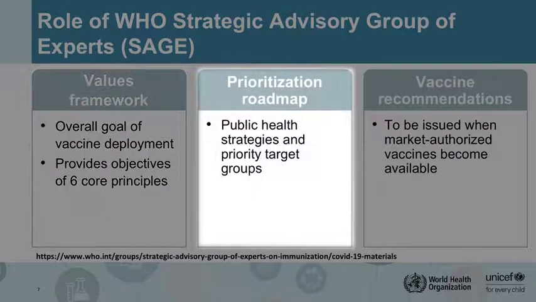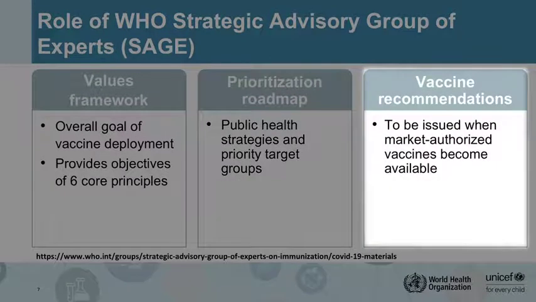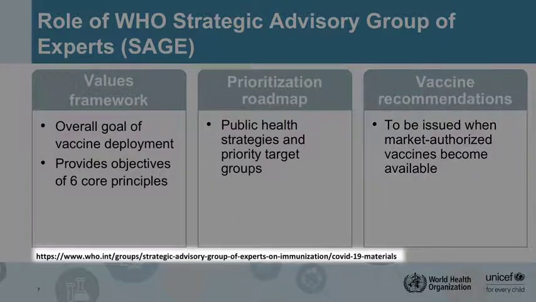The prioritization roadmap outlines public health strategies and priority target groups in the context of different vaccine supply scenarios and availability, and juxtaposed against different epidemiological settings of COVID-19 disease. And lastly, the vaccine-specific recommendation, which will be issued by SAGE when market-authorized vaccines become available. SAGE COVID-19 materials can be found at the link at the bottom of the slide.